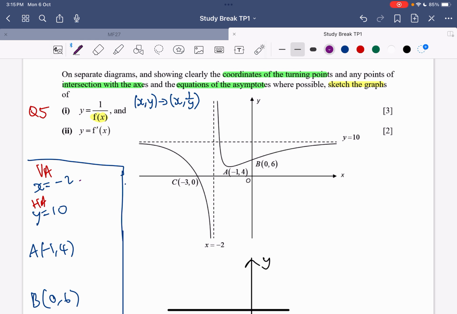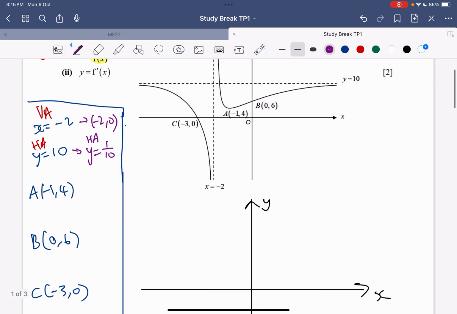So over here it becomes (-2, 0), our new x-intercept. For our horizontal asymptote, notice all our y values will be 1 over y. So here we have 1 over 10, still a horizontal asymptote. For the points, we just change the y coordinate to be the reciprocal. So here will be 1/4. (0, 6) is going to become (0, 1/6).